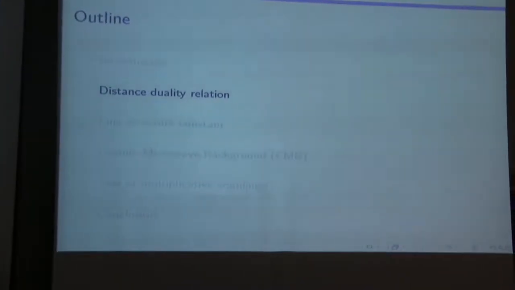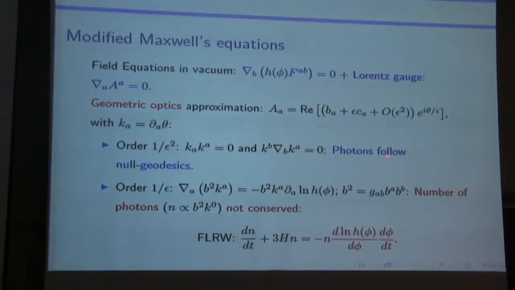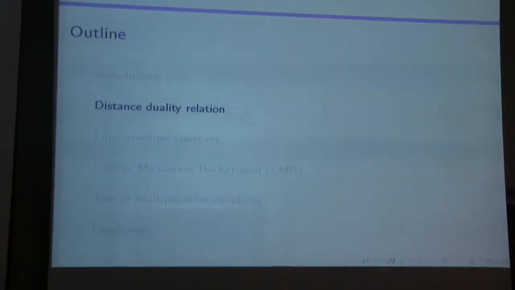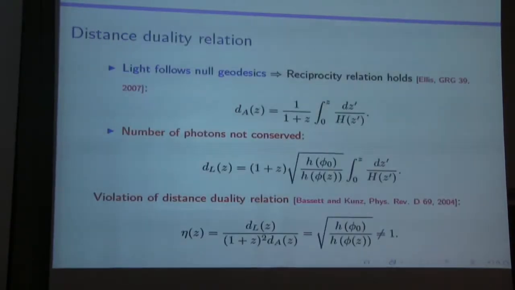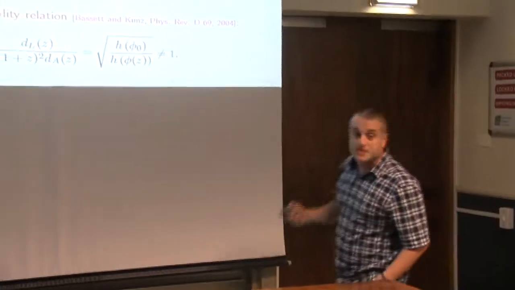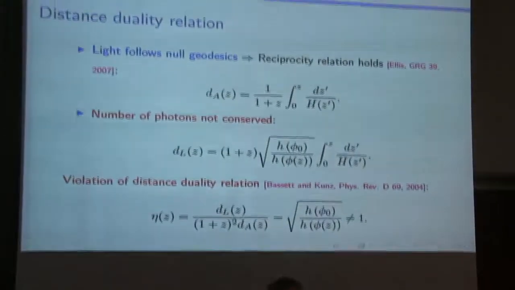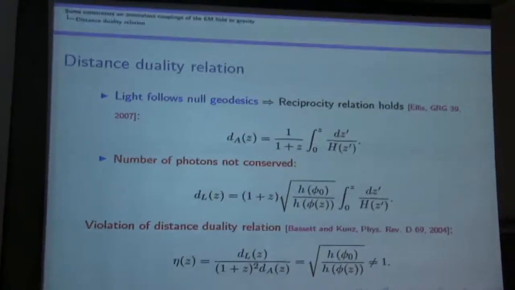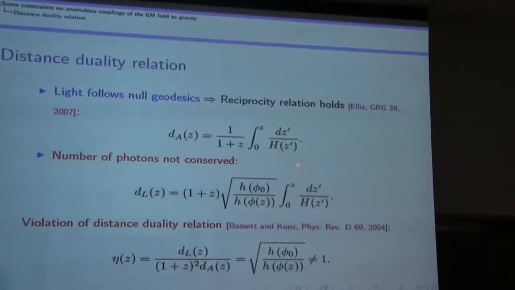All right, so I said that the fact that photons follow null geodesics and the fact that the photon number is not conserved because of the coupling will be important, and it is when you look at distances in cosmology. So there are two broad ways of looking at distances: angular diameter distance or luminosity distance. The fact that light follows null geodesics means that the angular diameter distance will have the same expression as in GR because the reciprocity relation holds in that case. So the angular diameter distance is purely geometrical, and so it follows a law in 1 over 1 plus z times an integral in which you put your cosmology, right?